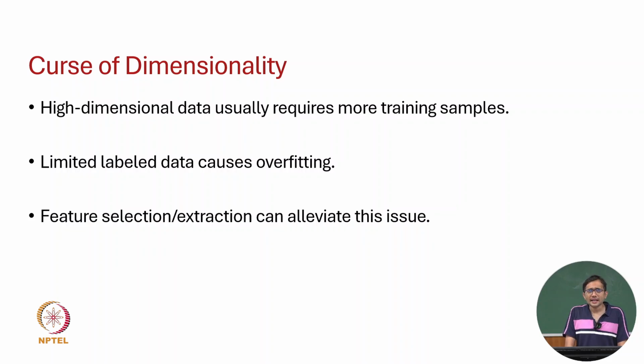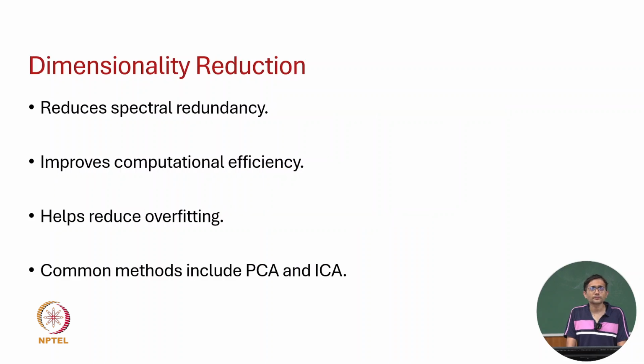And thus, as I have already mentioned in the last slide, feature selection or extraction can alleviate this issue to some extent. The dimensionality reduction reduces spectral redundancy. This may help computational efficiency. This may help reduce overfitting. We can use, let's say, PCA. We can also, of course, use some kind of subset selection mechanism where given these 200 bands, we select, let's say we want to work with 100 bands.